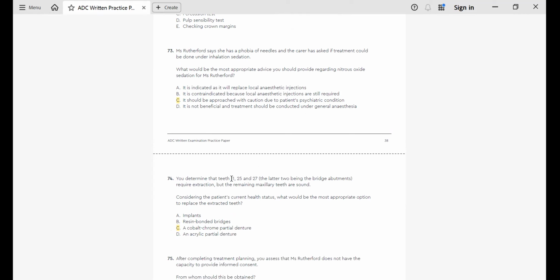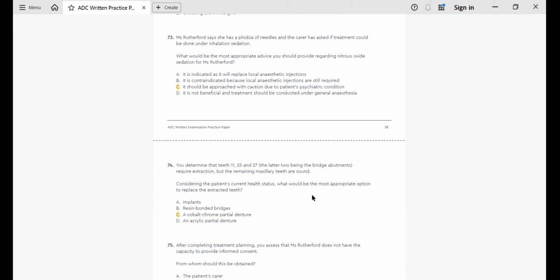You determine that teeth 11, 25, and 27, the latter two being the bridge, require extraction, but the remaining maxillary teeth are sound. Considering the patient's current health situation, what would be the most appropriate option to replace the extracted teeth? A cobalt chrome partial denture, the next best option. The medical condition would compromise implants. A resin bonded bridge is not indicated for the back teeth.